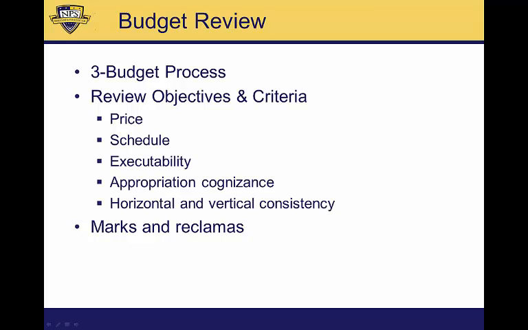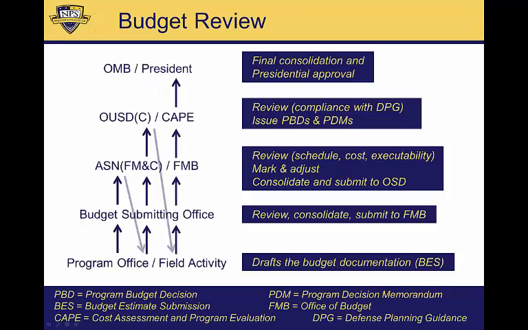When that budget is reviewed by the Service Comptroller or the DoD Comptroller, they apply various criteria as shown here. We're going to apply these criteria to some real budgets as we go along. Should they find some error with the budget, they will mark that budget up, and in some cases, the program office has the ability to reclama that change. We'll talk about that in just a moment. This chart depicts this three-level review process, where a program office or field activity is drafting the budget documentation and submitting it through their major command to the Service Office of Budget.